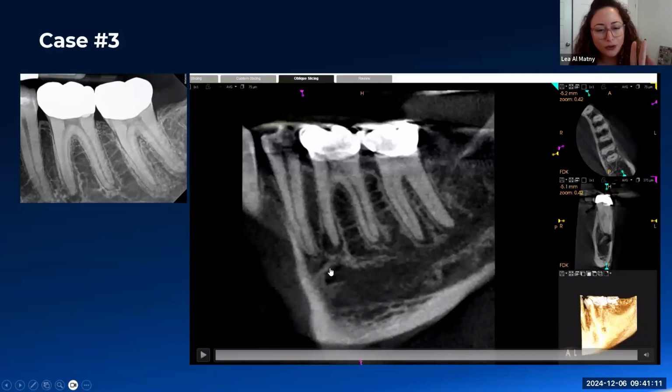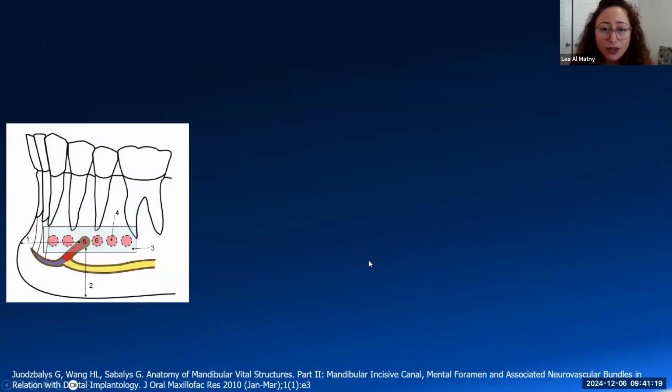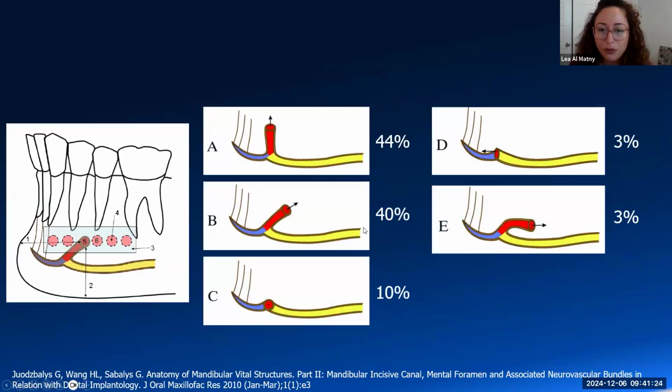So that second variation of normal is the location of the mental foramen in the posterior mandible. We have always thought that the mental foramen most of the time exits between the two premolars, but in fact, there's a lot of variability when it comes to that exit. And that variability can range from a location apical to the mesial root of the first molar all the way anterior to the canine.